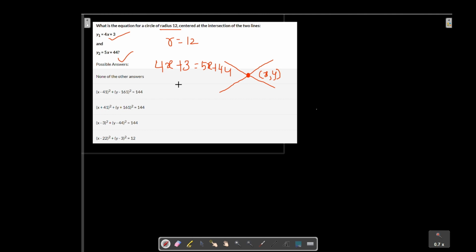Let's bring x terms to one side and the other terms to the other side. Here we have 5x, here we have 4x. We'll bring 4x to this side and 44 to this side. If 44 comes here, it will be negative 44. If 4x goes to the right hand side, it will be negative 4x.